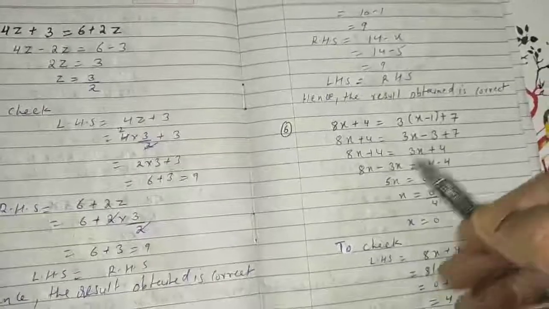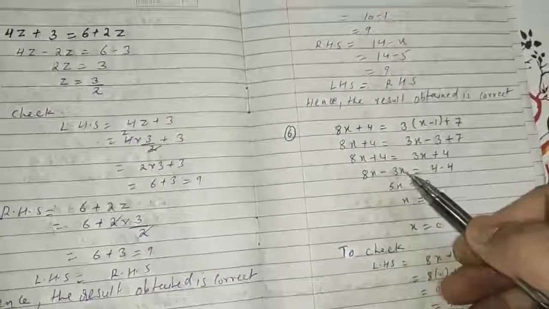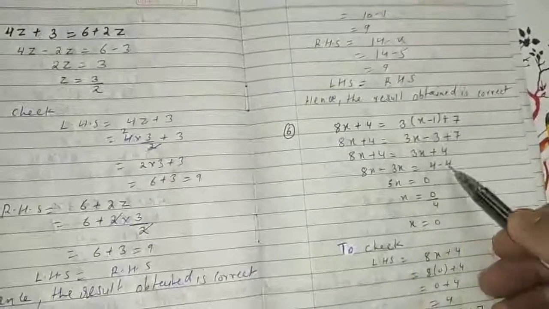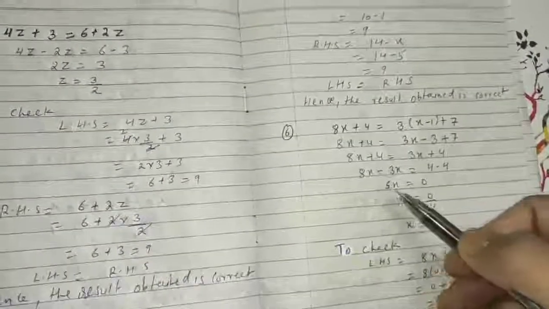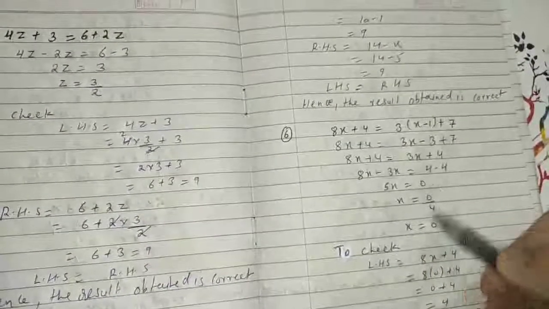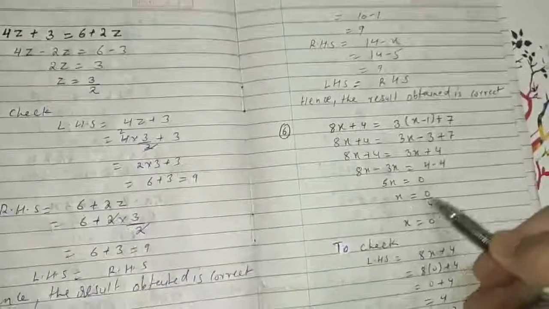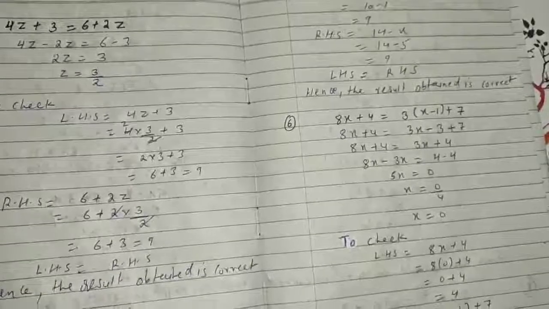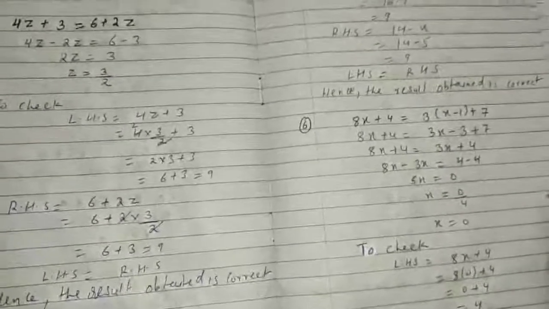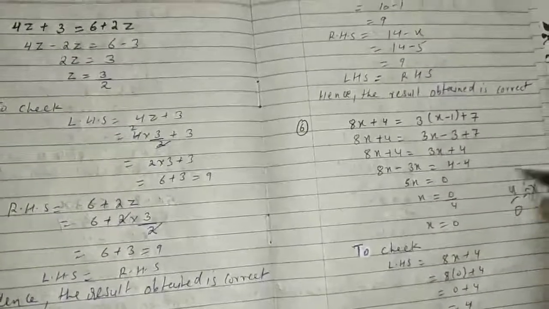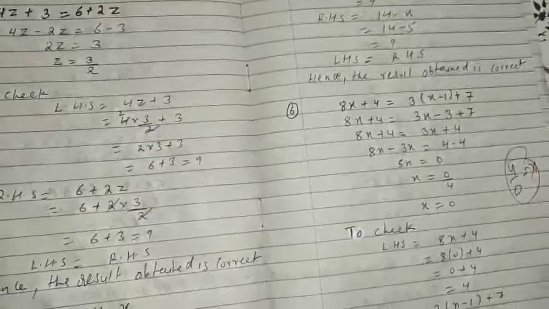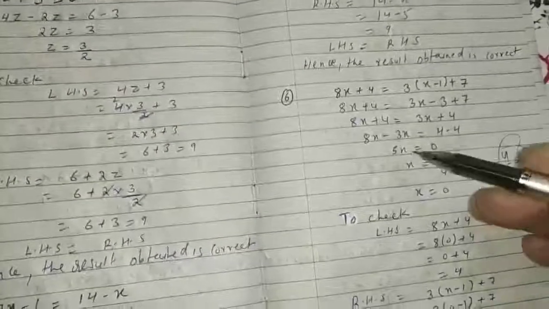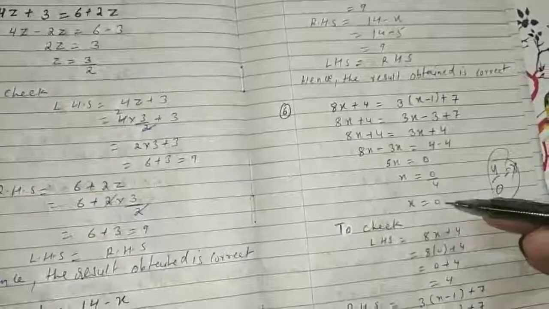Now this 3x will go to this side, so 8x minus 3x, and this plus 4 will come to this side, so 4 minus 4. So this side we get 5x and this side will be 0. So 5x equals 0, so x equals 0 by 5. And we know that 0 by 5 is possible and the answer will be 0. 5 by 0 is not defined, but it is 0 by 5. So it will be 0. So x is coming 0. The answer can come 0 also.